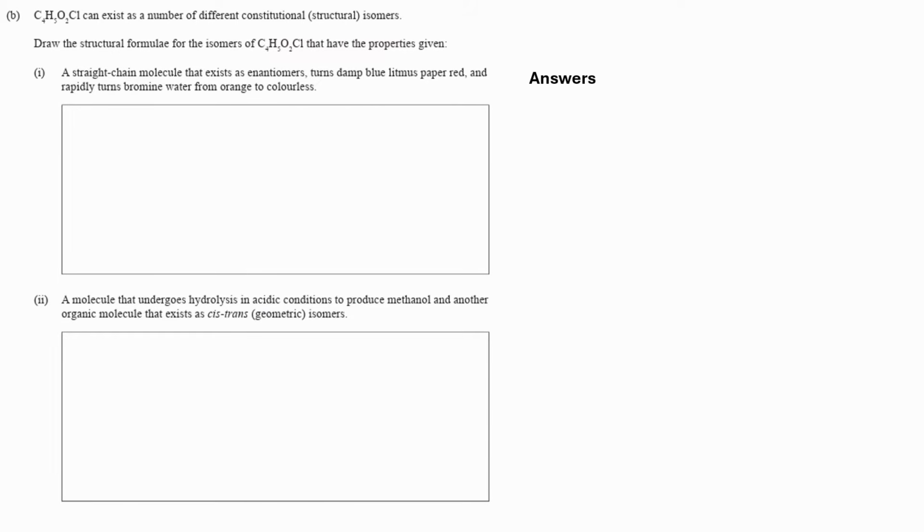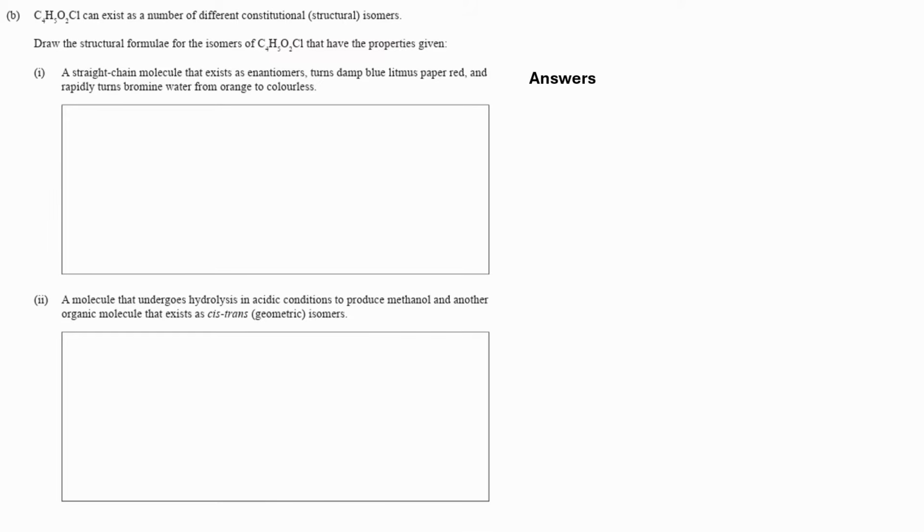Okay, part B. It says that C4H5O2Cl can exist as a number of different constitutional isomers. Now remember, constitutional isomers have the same molecular formula. They just have their bonds attached in different ways, right? So we need to draw the structural formula of C4H5O2Cl that has the properties that they state.